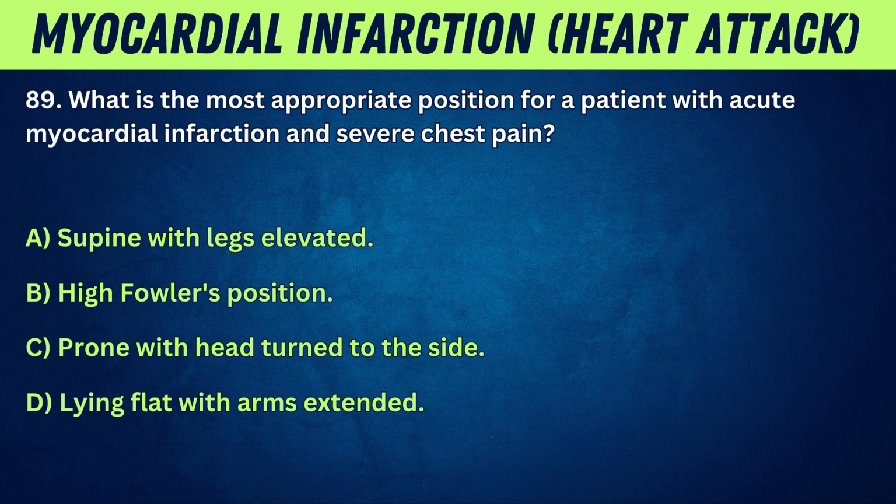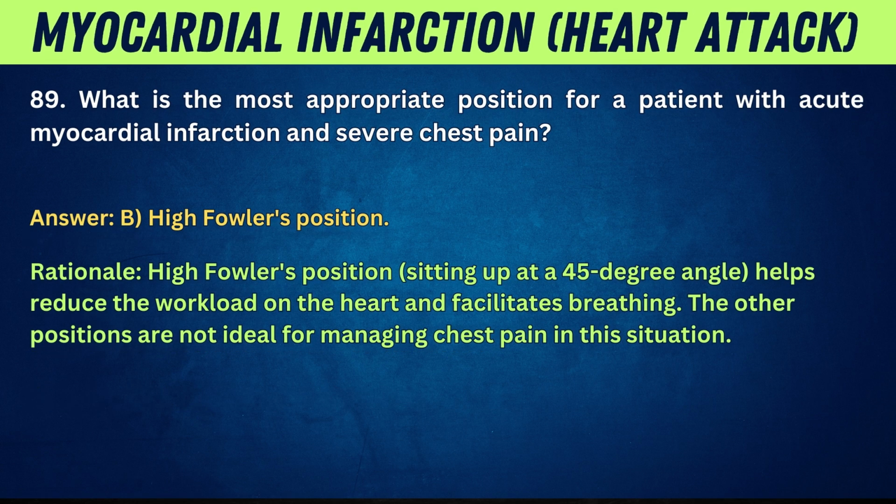89. What is the most appropriate position for a patient with acute myocardial infarction and severe chest pain? A. Supine with legs elevated. B. High Fowler's position. C. Prone with head turned to the side. D. Lying flat with arms extended. Answer: B. High Fowler's position.